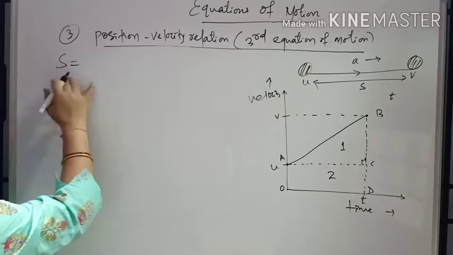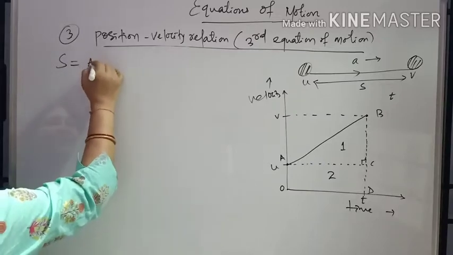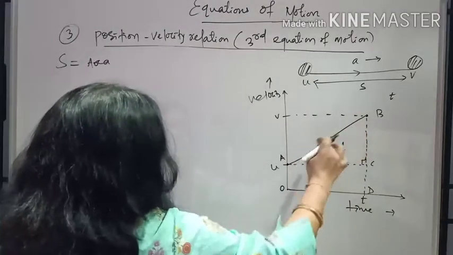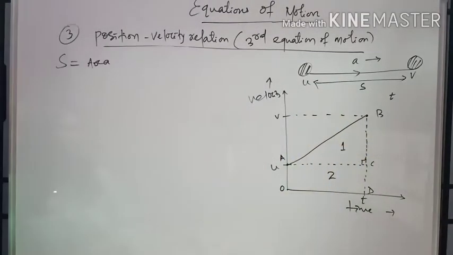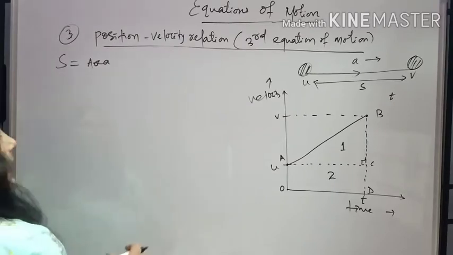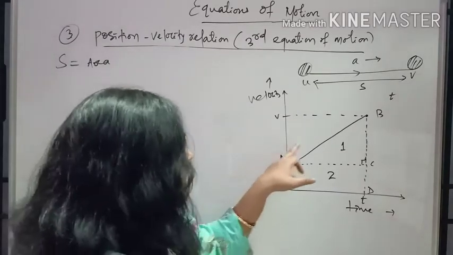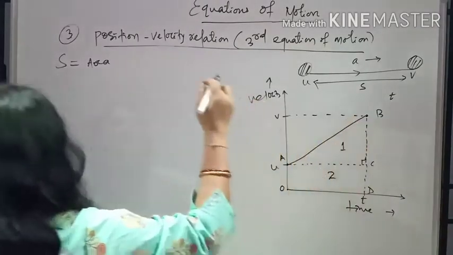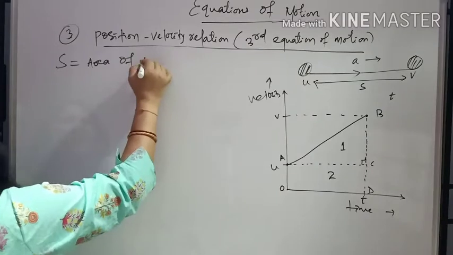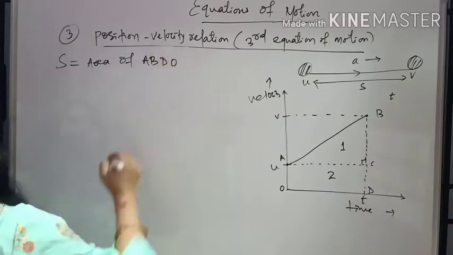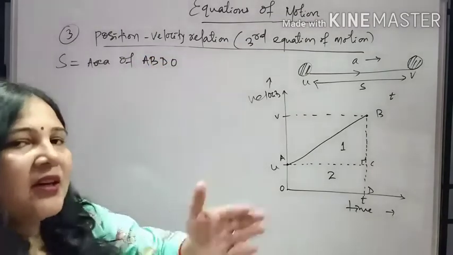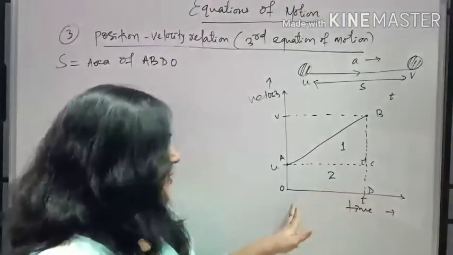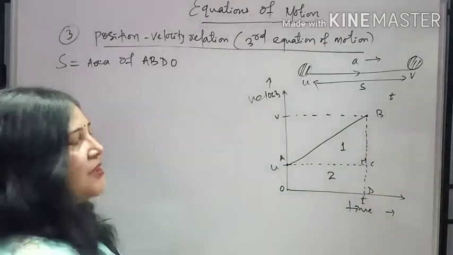So S will be equal to the area under this AB graph, because the graph is this portion only. This AB is the graph here. Under that portion, look at what I got: A, B, D, O. That is the area under this region, the area of ABDO. That will give you the distance covered. If you look at ABDO, it is looking like a trapezium.